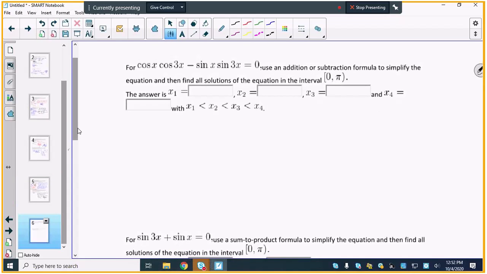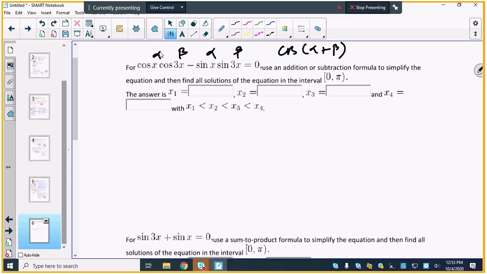Cosine x, cosine 3x minus sine x, sine 3x equal to 0, and I want to find the first 4 solutions between 0 and pi. So let's see. This is a formula. This is cosine alpha, cosine beta minus sine alpha, sine beta. Remember, the formula says that this is equal to cosine of alpha plus beta.